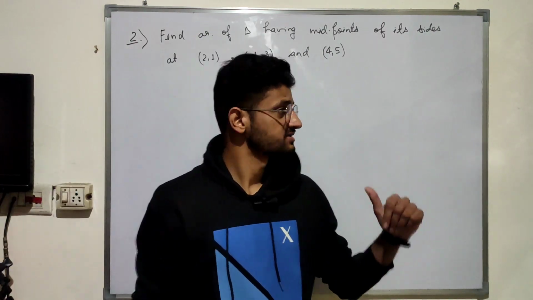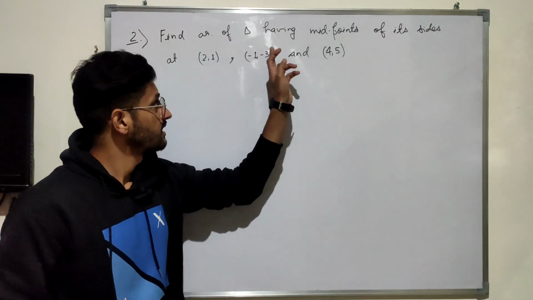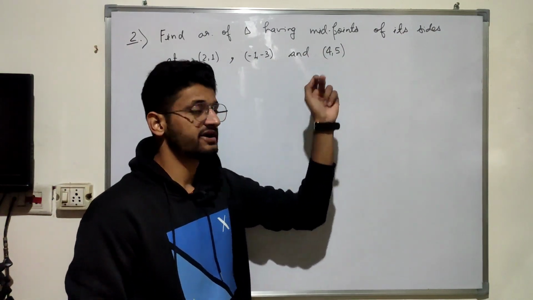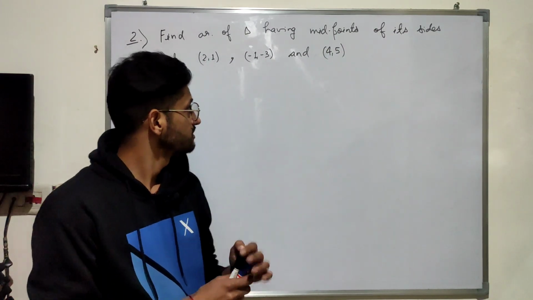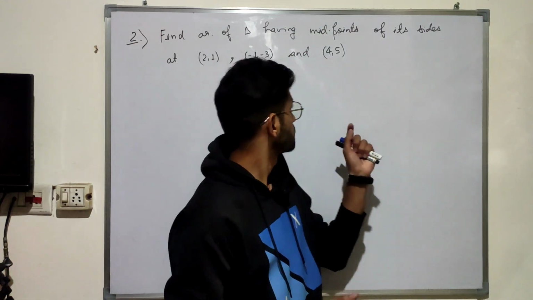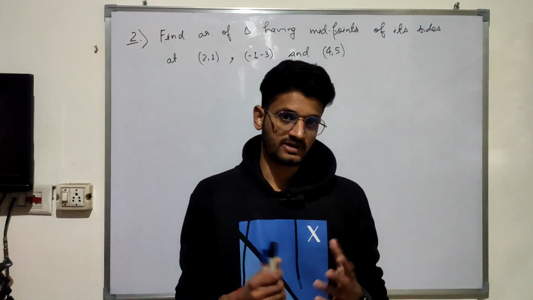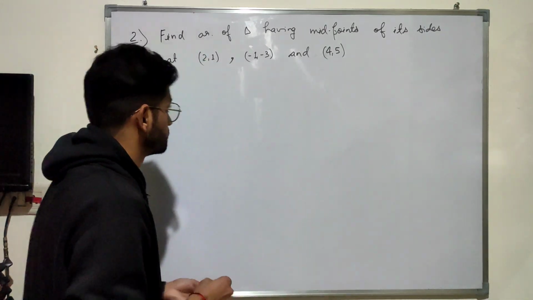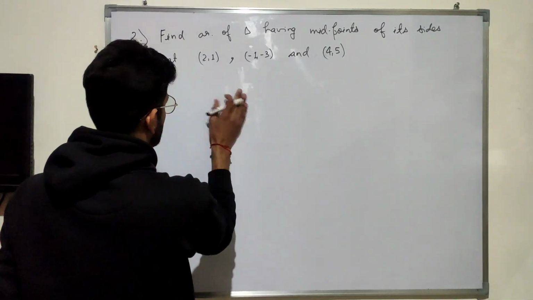So we have the second question. Find the area of the triangle having the midpoints of its sides at (2, 1), (-1, -3) and (4, 5). So basically in this question we haven't been provided the coordinates of its vertices, rather we have been given the coordinates of the midpoints of its sides. So let's understand the problem first.